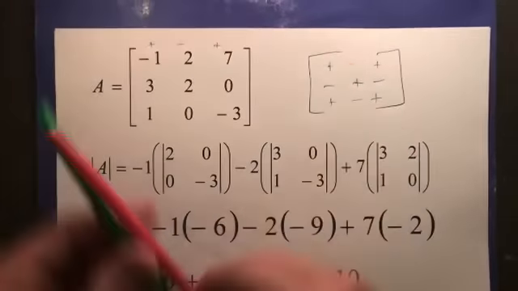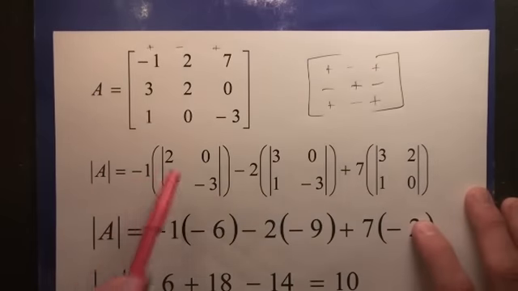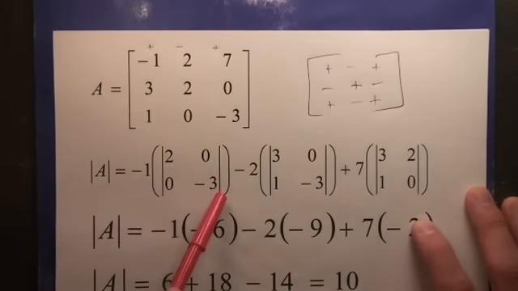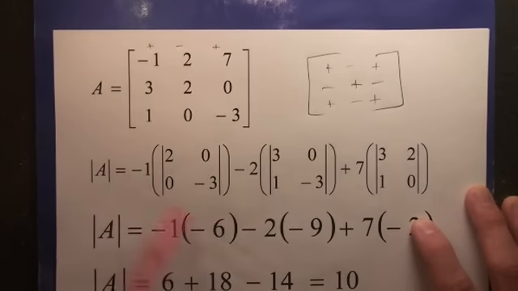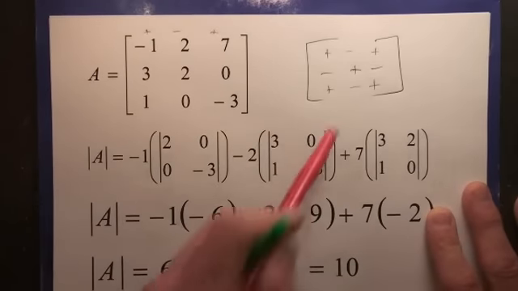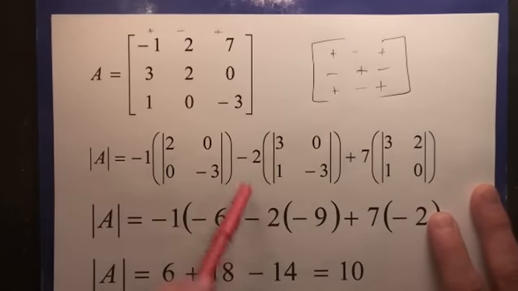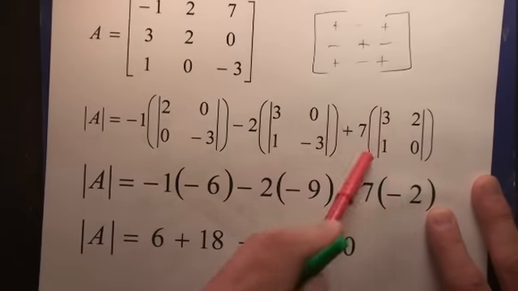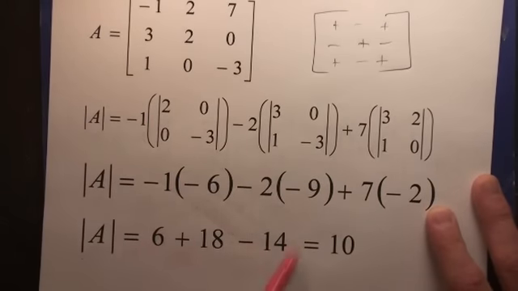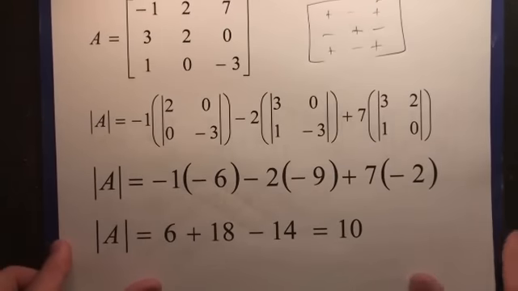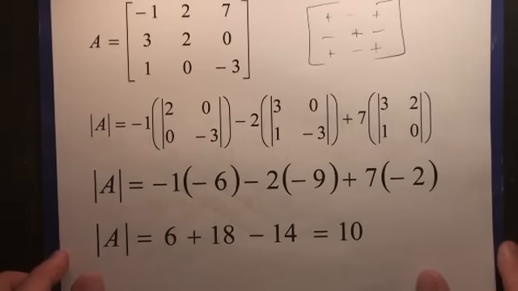All right, so you do the determinant of these 2x2s. 2 times negative 3 is negative 6, minus 0, negative 6, times negative 1 is 6. 3 times negative 3 is negative 9, minus 0 is negative 9, bring down the negative 2, that's plus 18. 3 times 0, 0, minus 2, negative 2 times 7, negative 14. Add those up, bam, 10. So this would be yet another way to do the determinants.